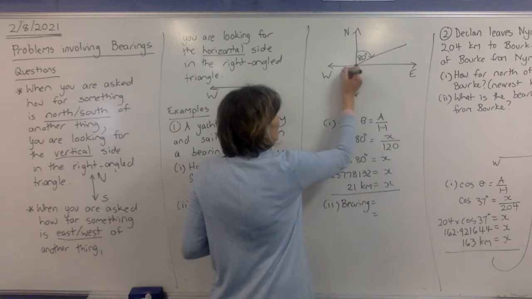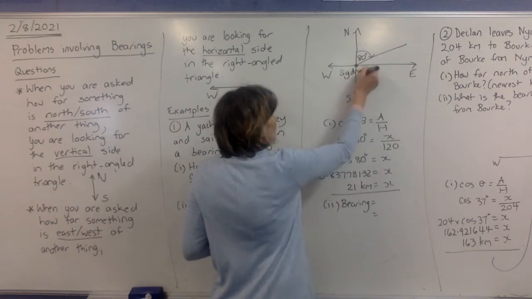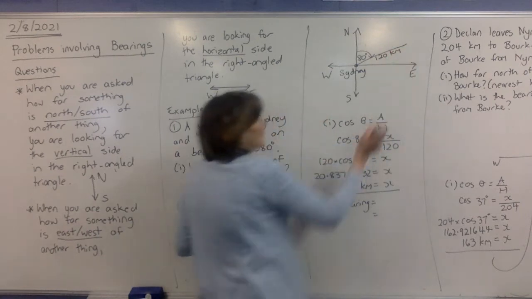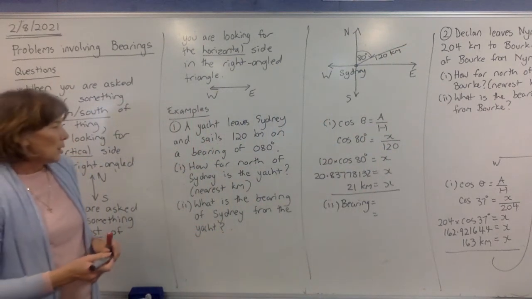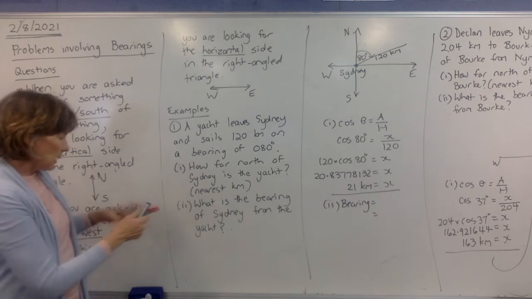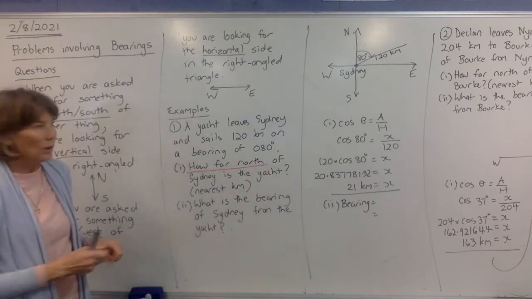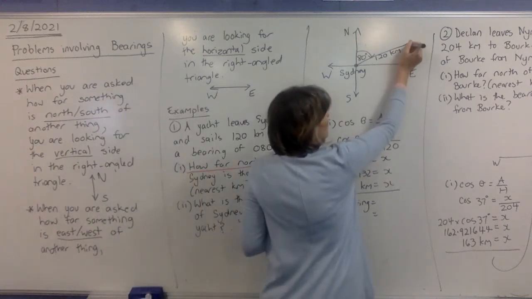So here's Sydney in the middle. That is the start of your trip. You're sailing 120 kilometres in that direction. Okay, now it starts to ask the questions here. How far north of Sydney is the yacht? Well, this is where the yacht is now.